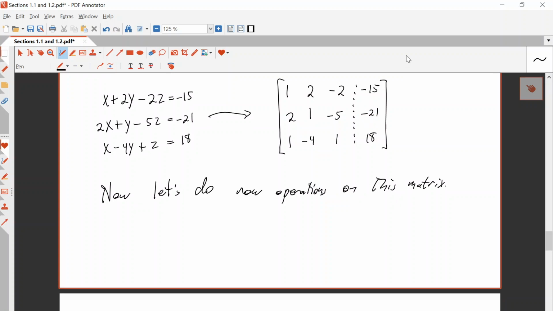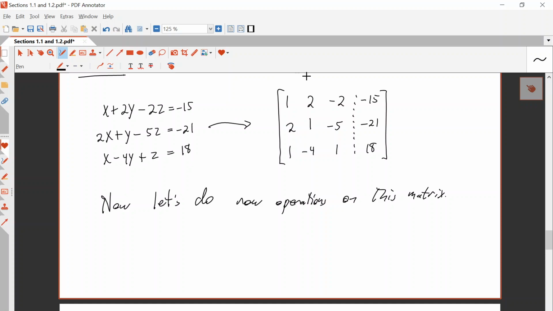Okay, so now let's do our row operations. Let me copy this.